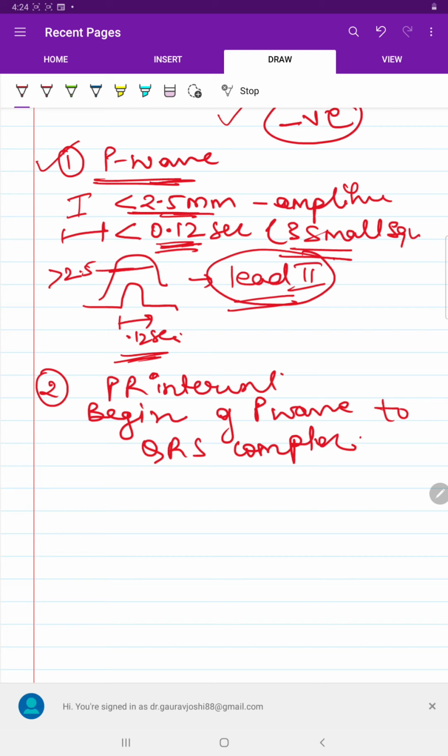Now another is PR interval duration. What is PR interval? It's the beginning of P wave to QRS complexes. It may be variable. PR interval is variable in different leads.